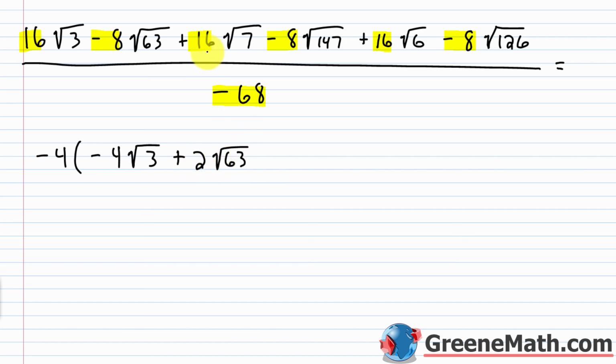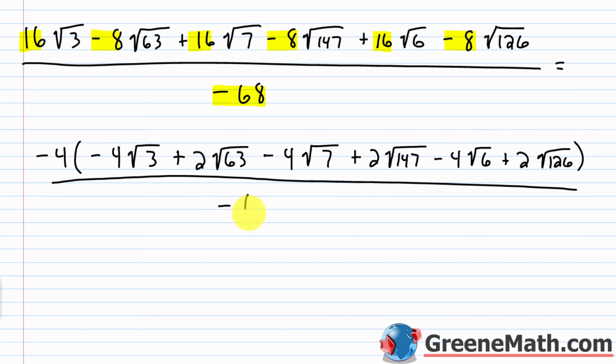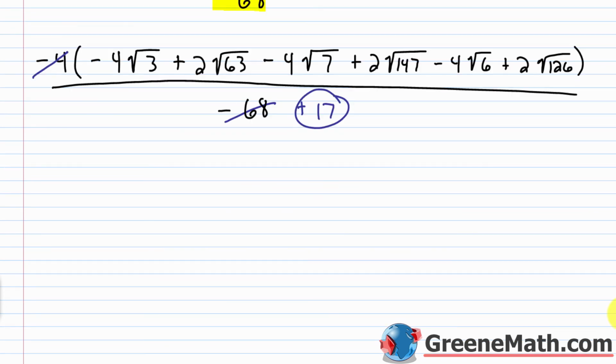This would become negative 4. So minus 4 times the square root of 7. This would become positive 2. So plus 2 times the square root of 147. This would become negative 4. So minus 4 times the square root of 6. And lastly, this would become positive 2. So plus 2 times the square root of 126. Then this is all over negative 68. Now, if we cancel a common factor of negative 4 between numerator and denominator, this will end up being positive 17 down here. Now, we're still not done because there's more things that we can do.